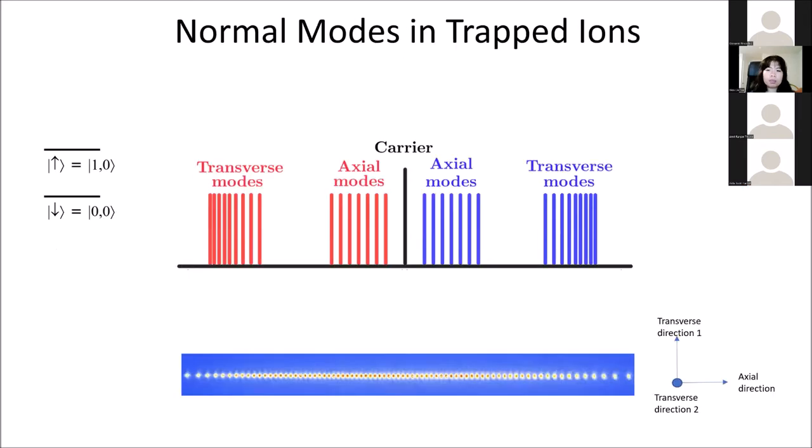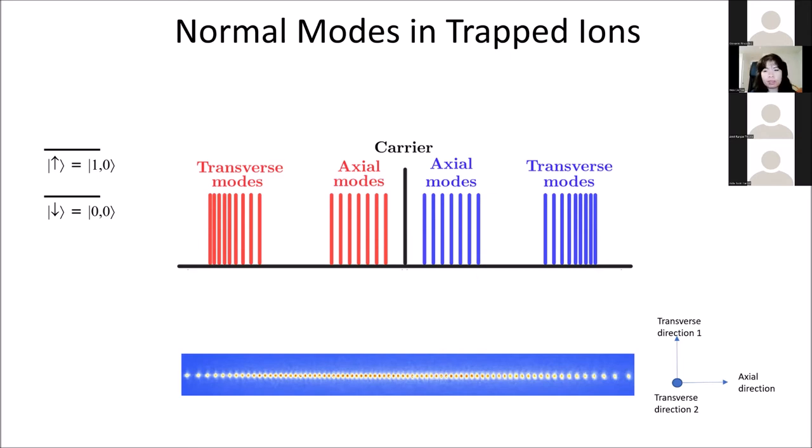Next, I'm going to turn back to the normal modes picture of the trapped ions in this diagram. This is a frequency spectrum. When you shine the lasers, the carrier transition corresponds to a transition between spin up and spin down, which in ytterbium has an energy difference of 12.6 gigahertz. However, due to the motional modes of the ion chain, we can probe the motional mode transitions, which we call sideband transitions. You can see the red sideband and the blue sideband. The red sideband corresponds to n minus one of the harmonic oscillator, and the blue sideband corresponds to n plus one.